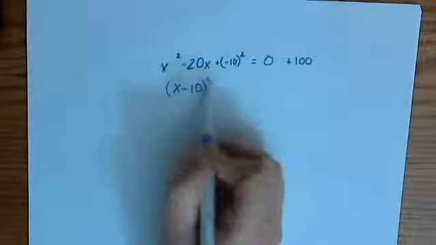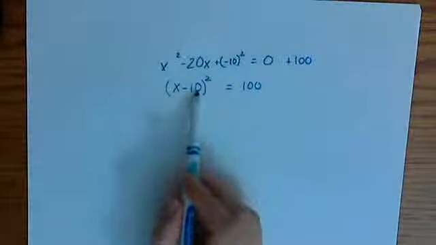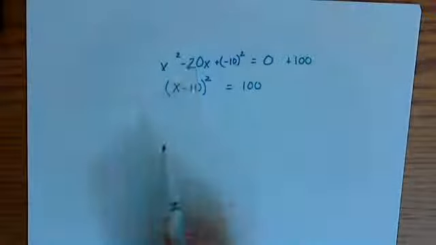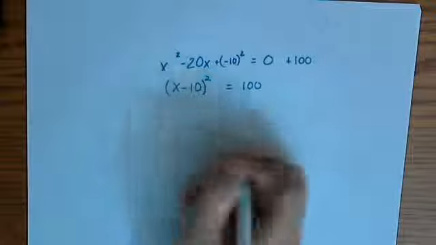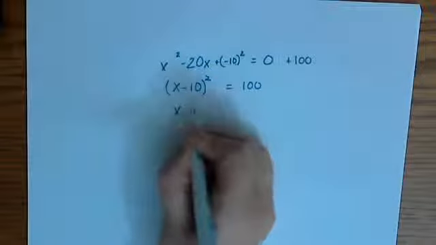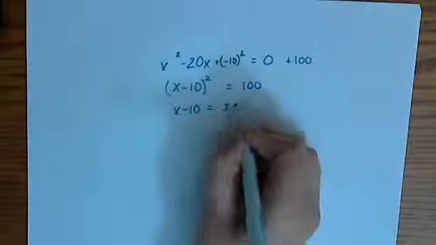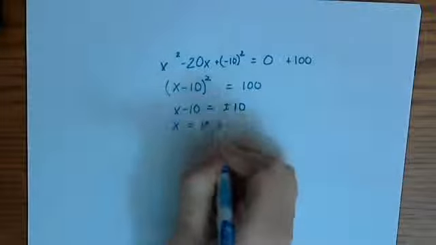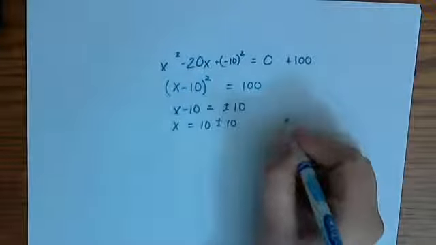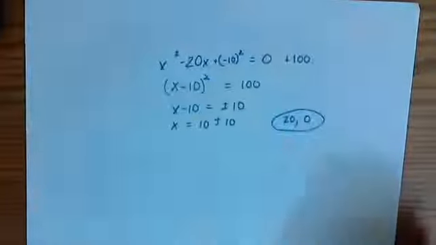10 squared equals 100. This number is always going to be this number divided by 2, right? Always. So then we take the square root of both sides. x minus 10 equals plus or minus 10. Take the square root, remember? And x equals 10 plus or minus 10. If it's a plus, we'll get a 20. If it's a minus, we'll get a 0. Two answers, 20 and 0.